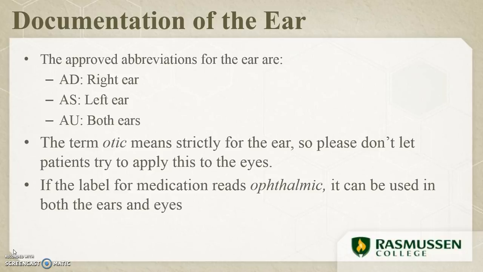You may also hear terms used such as otic, that's typically for ear medications. If you see the word otic, that means that it is strictly for the ear. That is not a medication that can go into the eye. Although when you hear the word ophthalmic for medications, that can be used in both eyes and ears. So just be careful when you see medications and read the labels fully to make sure that you don't mess that up, so that patients are safe and don't have any problems in the end.